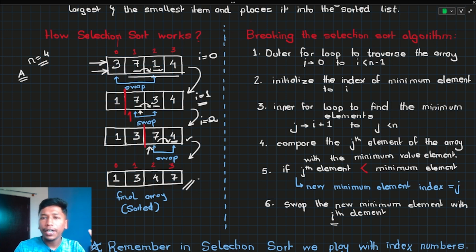So in order to make this algorithm much easier for you to understand, what I've done is I've divided these steps into 6 steps. First is, in order to traverse this entire array, I have to have a for loop.